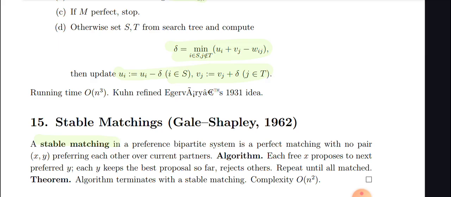Let's say the men are set X. Everyone starts free. In each round, any man in X who is still free proposes to the highest-ranked woman on his preference list that he hasn't proposed to yet.